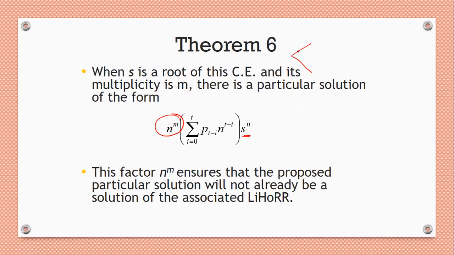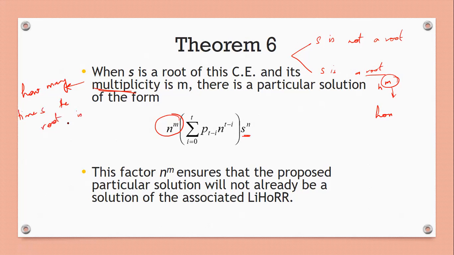have two cases. One will be if s is not a root, the other will be when s is a root. Whenever s is a root, to case 1 we will just add n power m, where m is your multiplicity, that is how many times the root is being repeated. Multiplicity means how many times the root is being repeated. Okay, so that is the multiplicity.